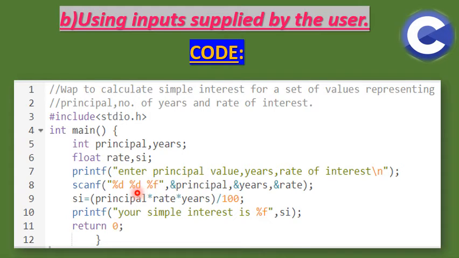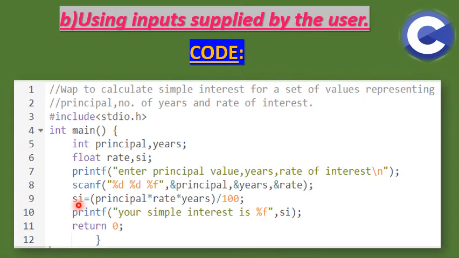Then the next %d refers to my years variable. So the next integer I input will go inside my variable years. Then %f is similarly for the rate. The third value I input as a user for my rate will go inside my rate variable. So like this, I have provided the values to my principal, years, and rate variables. Now my work is just to calculate the simple interest and print it on my screen.